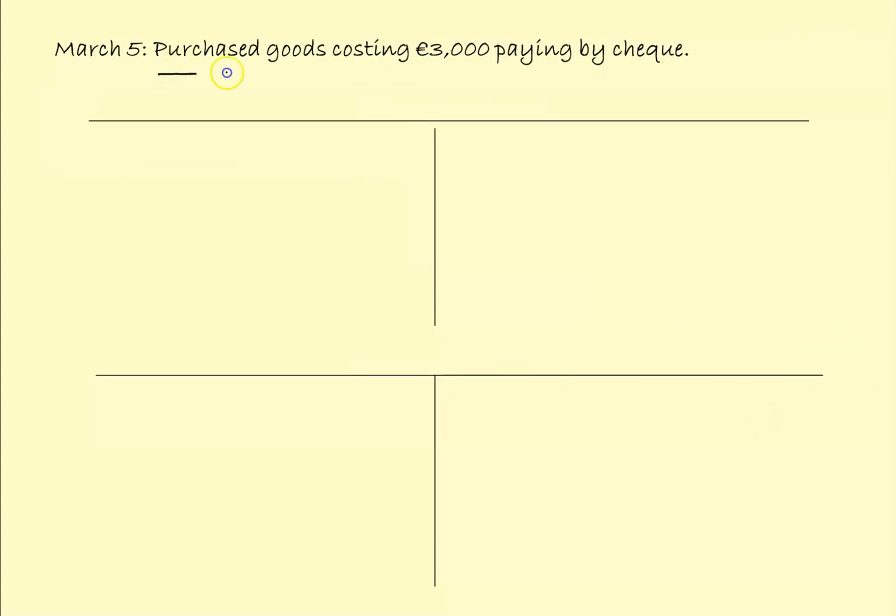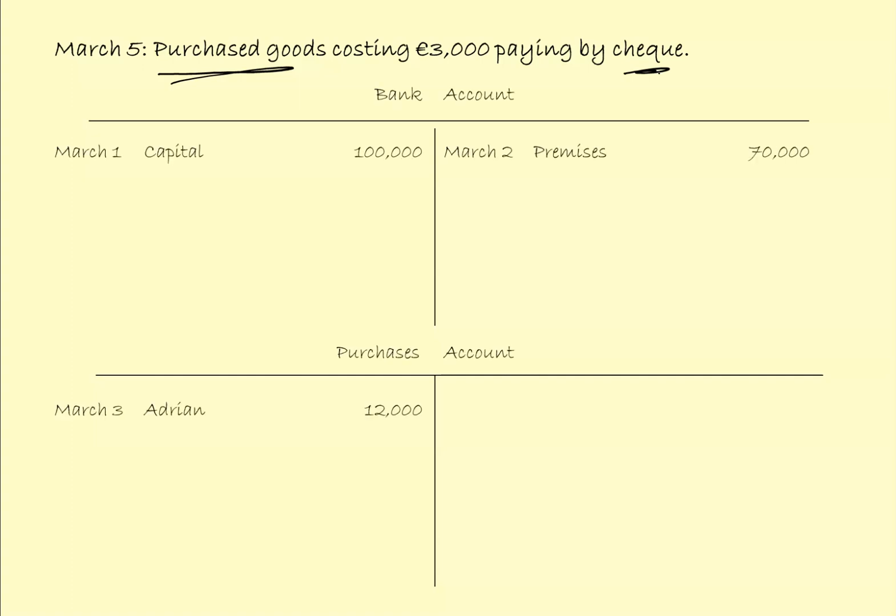March the 5th, purchase goods. This is the purchase account again. Paying by check means we're going to use the bank. So we need two accounts, and we have both of these accounts. We have a purchase account, and we have a bank account. So if you go back up and look at your records, you'll see on the bank account, there are already two transactions, March the 1st and March the 2nd, and the purchase account, there's March the 3rd.